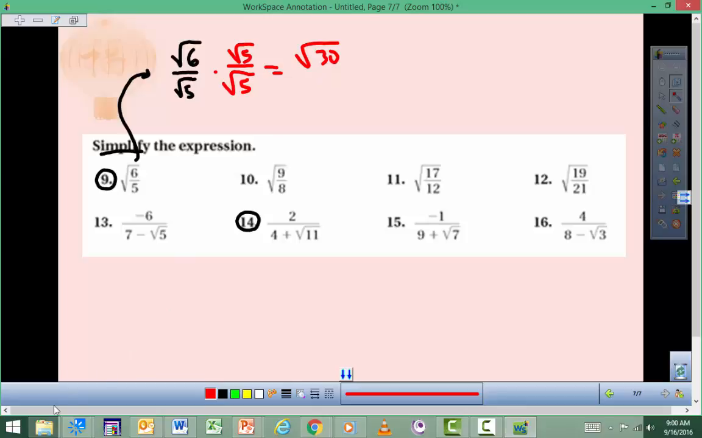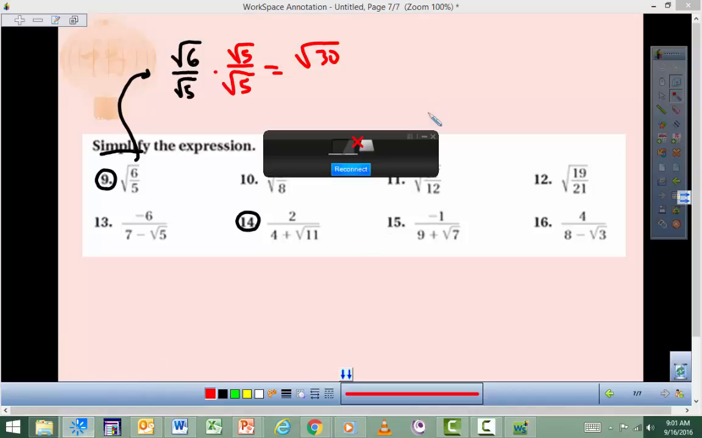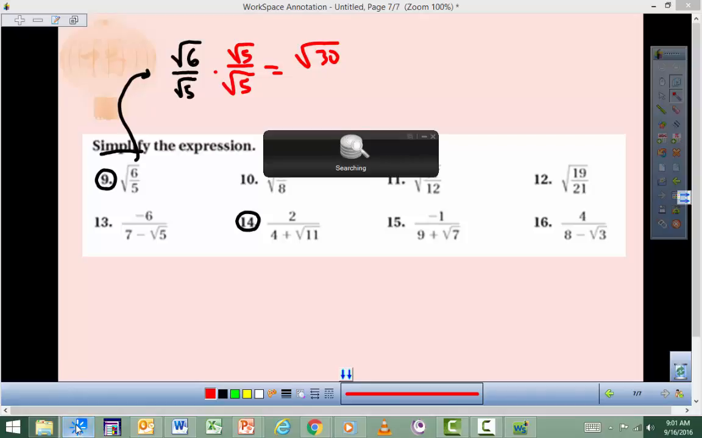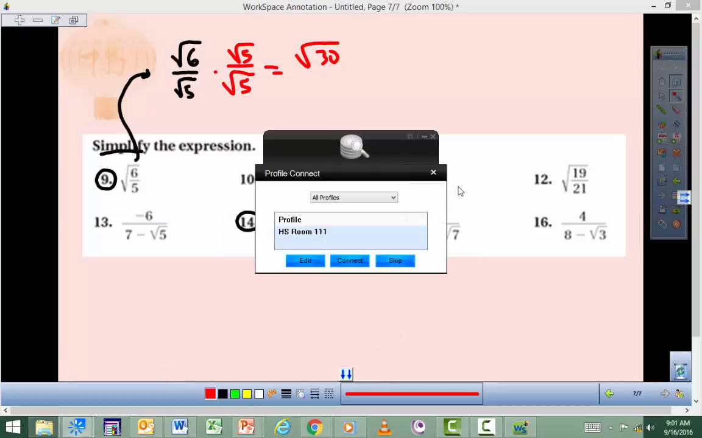Did it freeze? Frozen. I'm getting really tired of this. I think it has to do with internet connectivity or something. Okay, sorry about that.